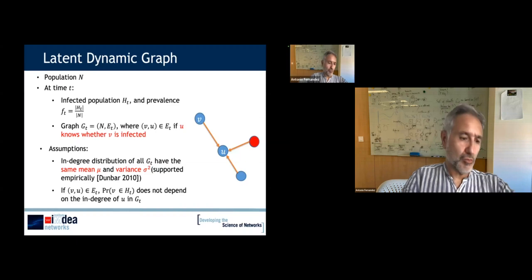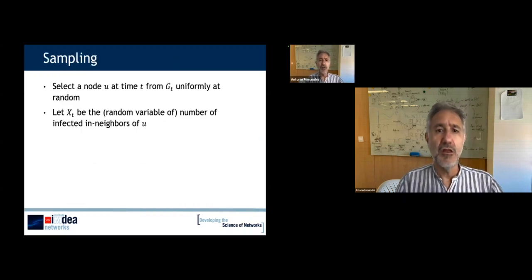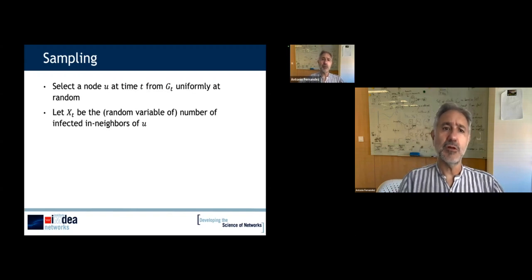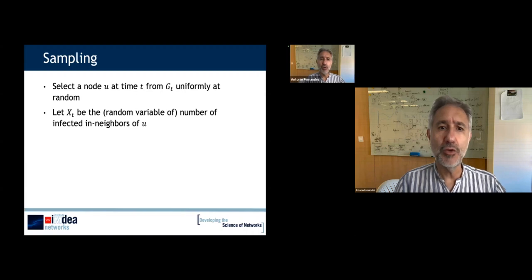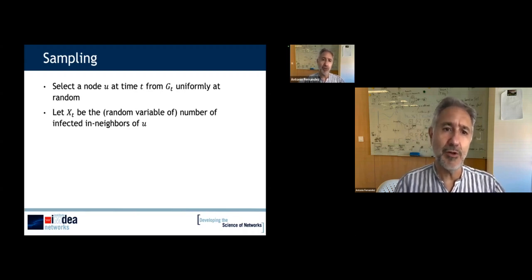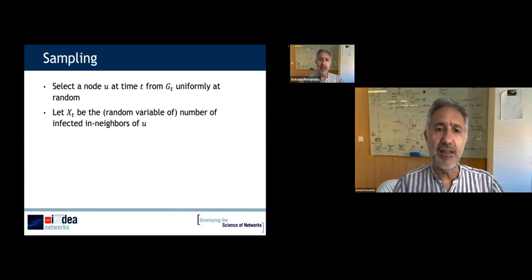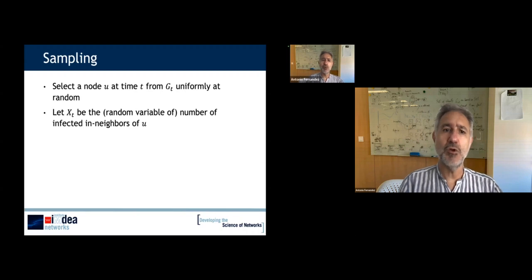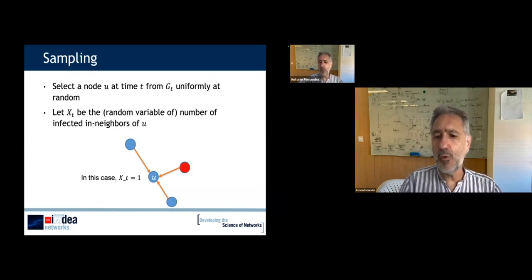So with this, I'm going to show essentially three big results. For that, I'm going to describe how we sample, essentially how we model the process of sampling using indirect surveys. What we do is we select a node U at time t from the graph GT uniformly at random, and we have a random variable xt, which is the number of infected neighbors that U is reporting. In a real situation, we will not select only U, we will select a subset of nodes, S, uniformly at random. And since that makes things simpler, we assume that we select them with replacement, just for simplicity. So in this particular case, U will report xt equal to 1 because he only has one neighbor who belongs to the hidden population, who's infected.